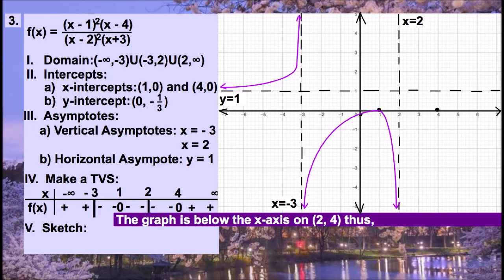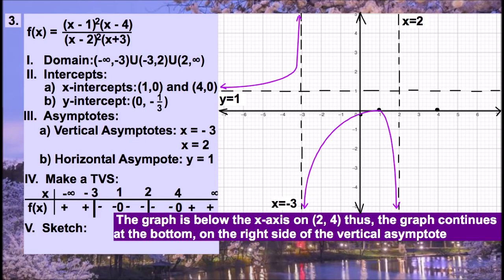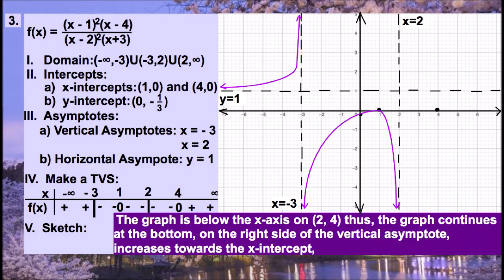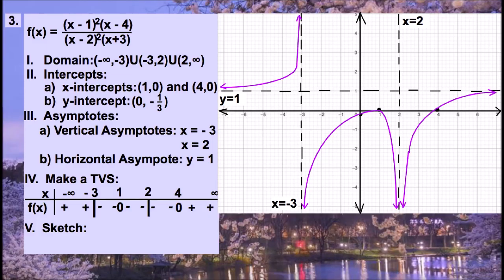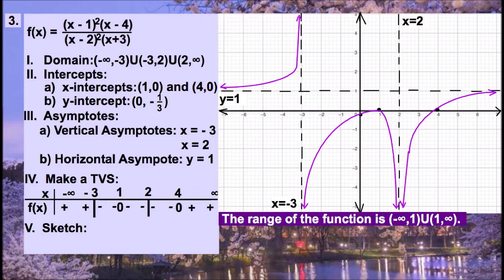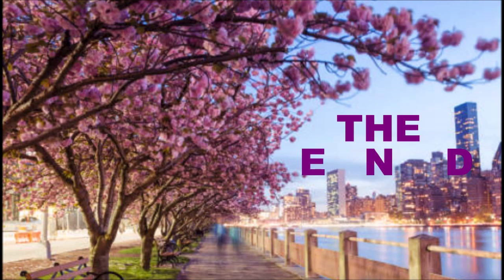The graph is below the x-axis on open interval 2 4, thus the graph continues at the bottom on the right side of the vertical asymptote. It increases towards the x-intercept, crosses the x-axis, and increases towards the horizontal asymptote y equals 1. This is thus the graph of f. The range of the function is open interval negative infinity 1 united with open interval 1 infinity. The end.